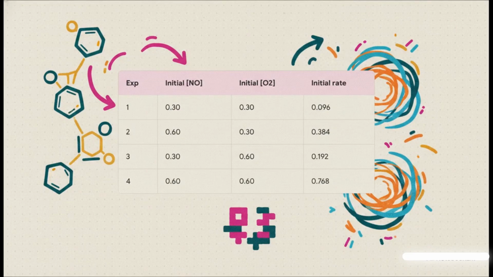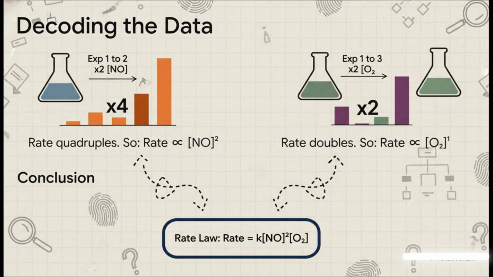So, how does that work in the lab? Well, take a look at this data here. A scientist ran the same reaction 4 times. Each time, they just changed the starting amounts of the reactants, NO and O2, and then they measured how fast the reaction began. Our job now is to be a detective and find the pattern in this table. Okay, let's put on our detective hats.